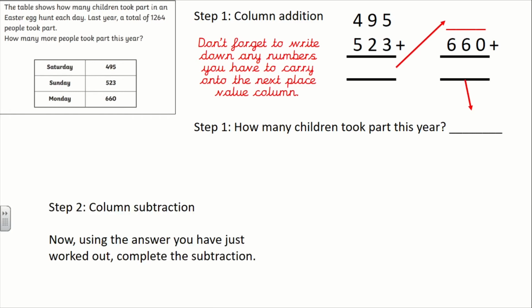The next bit, we have to do a column subtraction. So using the answer you've just worked out, we're going to complete this subtraction. So that number for how many children took part this year will go over here. And then that number will take away 1,264. Now, because that number is going on top, that tells me that the answer should be more than 1,200. So the answer that you get when you've added 660 should be more than 1,264 because we're taking away that number afterwards.